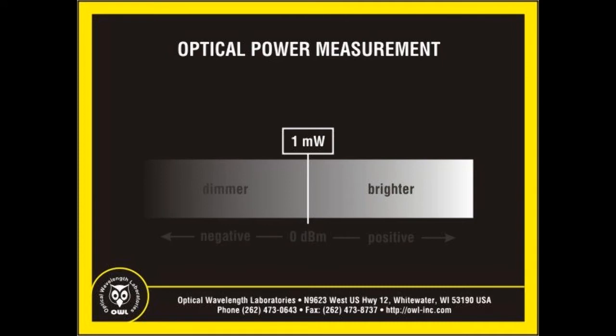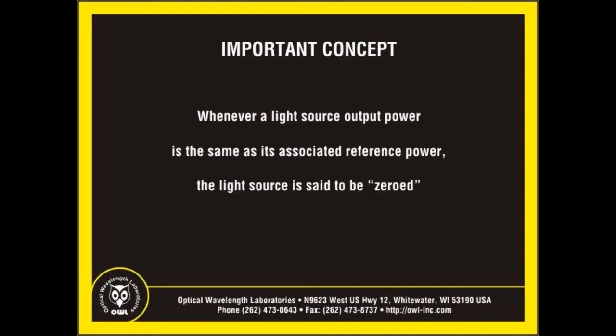Now, consider a 1 milliwatt source. Since this is exactly the same as our 1 milliwatt reference, it is neither positive dBm nor negative dBm. So logically speaking, the only value that remains is 0 dBm. It is important to note here that negative, as it relates to the dBm scale, does not mean the absence of light. It just simply means the light is dimmer than 1 milliwatt. This concept hints at why we call setting a reference zeroing. The first important concept to remember here is that whenever a light source output power is exactly the same as its reference level, comparing these two values will result in a decibel value that is zeroed.